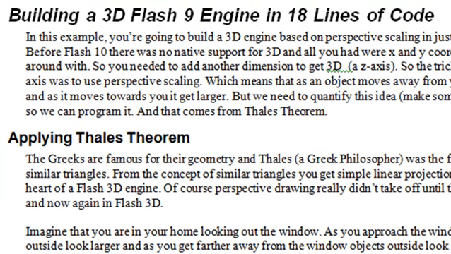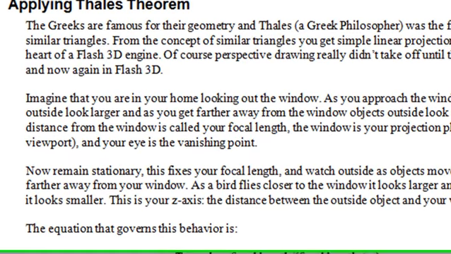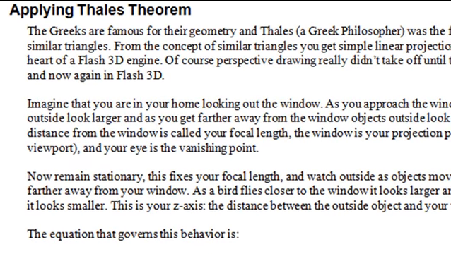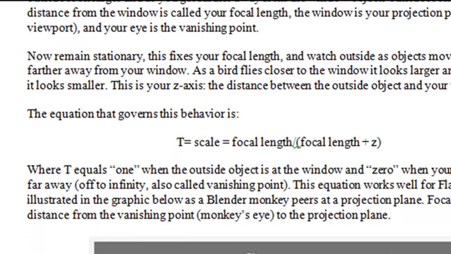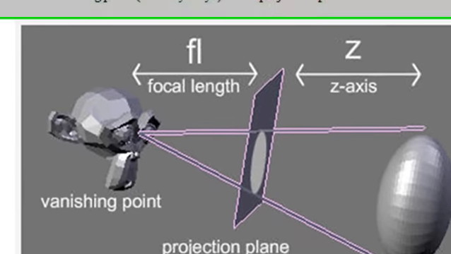All of this comes from the Greek philosopher Thales, believe it or not. He was the first one to propose similar triangles, and from all of this comes the equation focal length divided by focal length plus z. Let's explain this equation just a little bit.